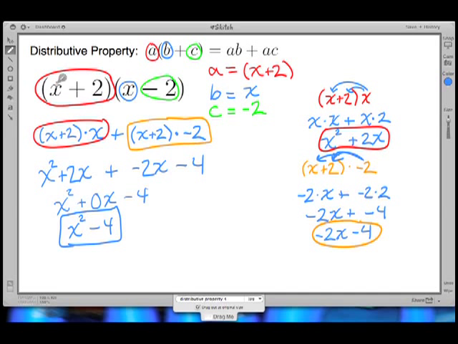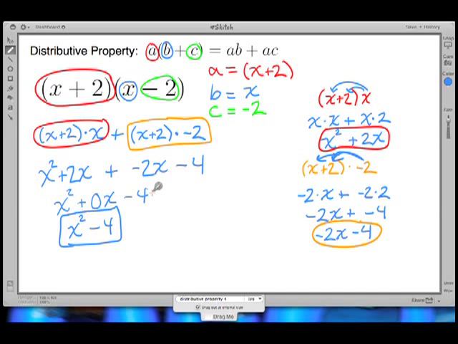So we started with the quantity x plus 2 times the quantity x minus 2. We found that A was x plus 2, circled in red, B was x, C was negative 2. That allowed us to use our distributive property to do A times B plus A times C. We then used the distributive property again to figure out what A times B was, and that was x squared plus 2x.